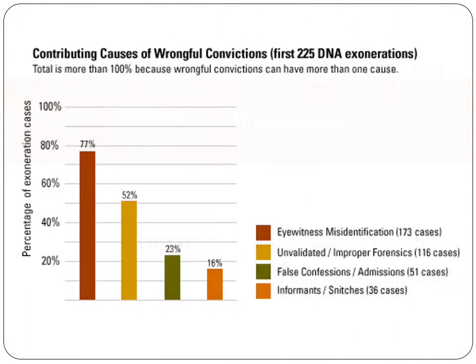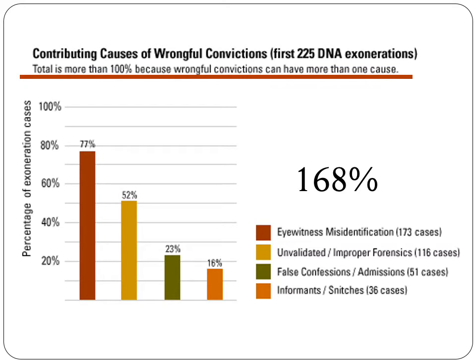If you look at this chart, what's important to realize here is if you actually add up these percentages, there's well over 100% of the exoneration cases here. In fact, it's 168%. Now, you're probably thinking, wait a minute, how can there be something over 100%? Well, the reason is because wrongful convictions can have more than one cause. And in fact, a lot of them do. A lot of them have multiple of these causes present together.